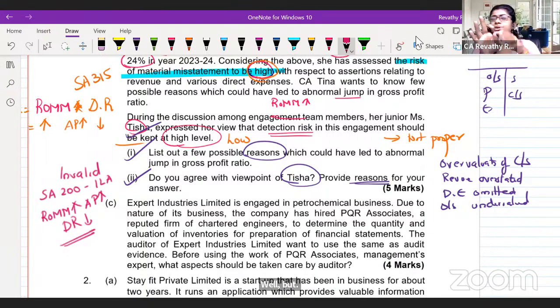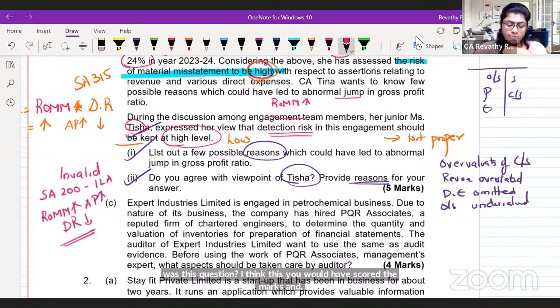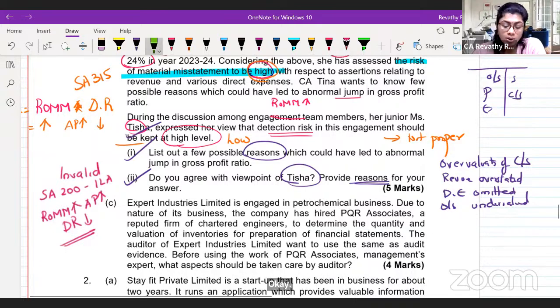How was this question? I think you would have scored the marks. Okay. After the next question, rest. After every one full question, I'll give you 1.5 minutes rest. Put to C, guys. A, B, C.